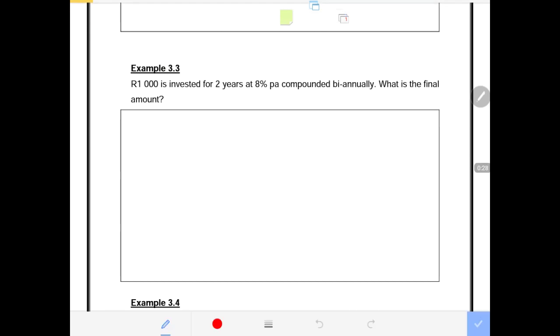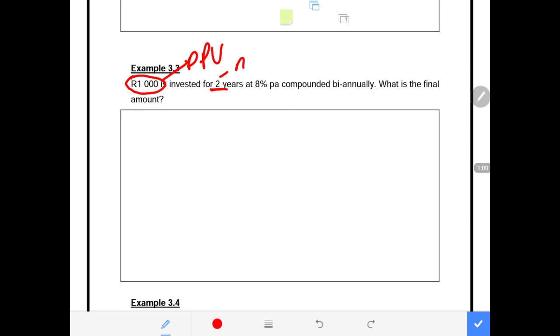It says 1,000 is invested for 2 years. Now, the minute you invest an amount, we call this the principal amount, and the principal amount means the value at the present, called the present value. The amount is invested for a period of 2 years. That means this will be our n, at 8% per annum compounded biannually.